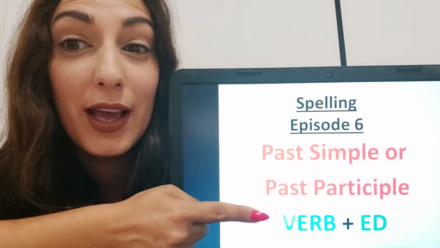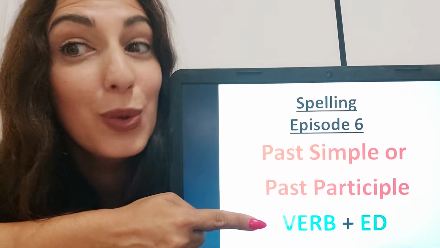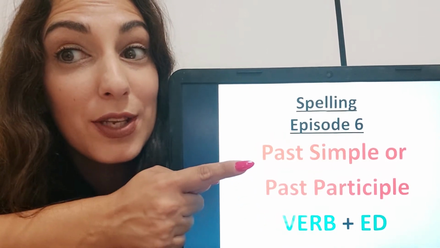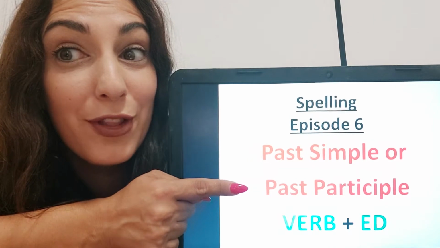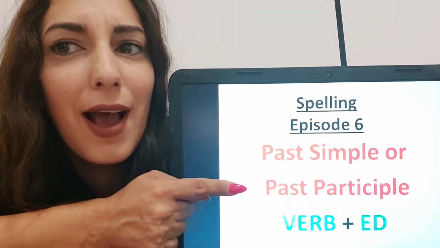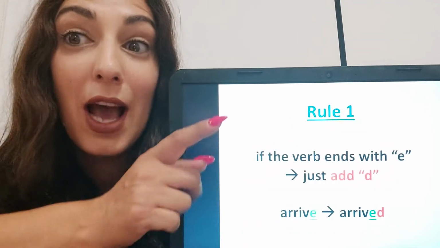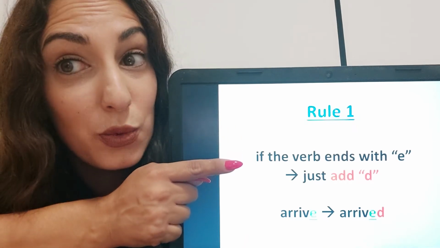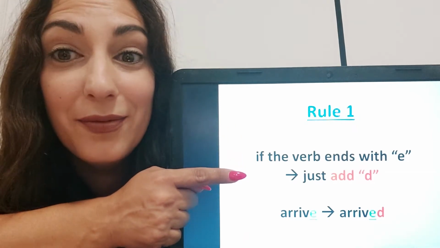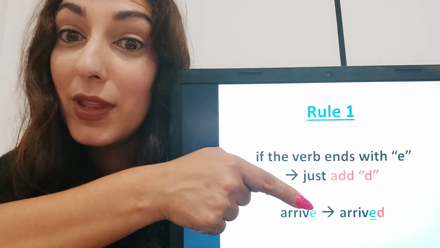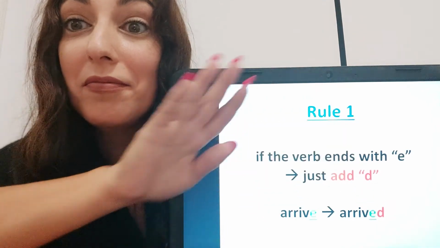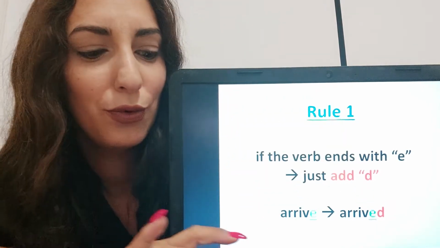Now today we're looking at adding ED to a verb for the past simple or the past participle of the verb. Let's have a look and see how we do this. Now rule number one, if the verb ends with E, we just add D. Arrive, you see it ends with E, I added a D. That's all.